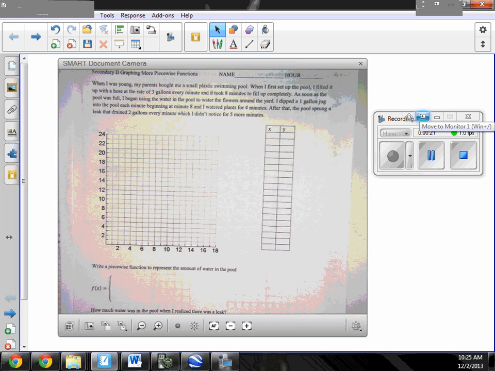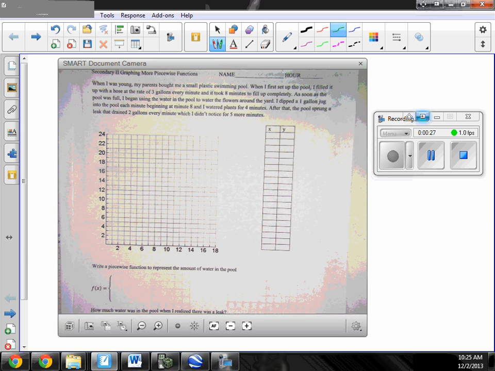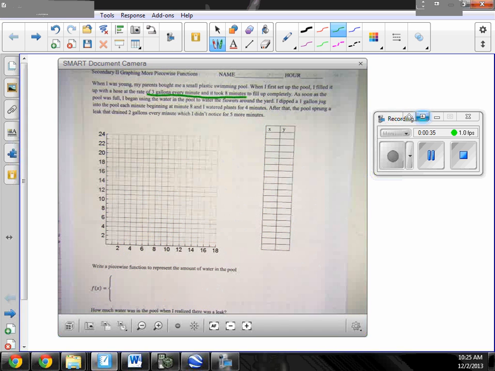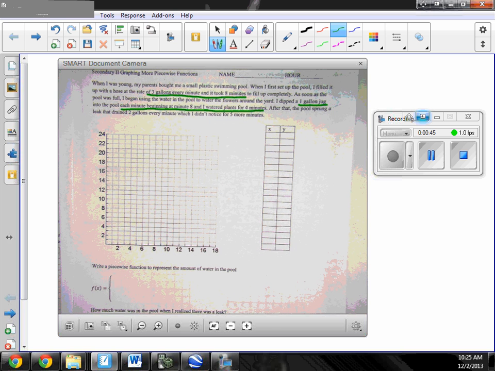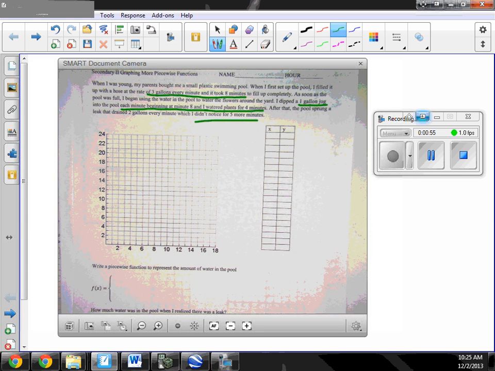When I first set up the pool, I filled it up with a hose at a rate of 3 gallons every minute, and it took 8 minutes. So there's some important information to fill up completely. As soon as the pool was full, I began using the water in the pool to water flowers around the yard. I dipped a 1-gallon jug into the pool each minute at minute 8, and I watered the plants for 4 minutes. After that, the pool sprung a leak, and it drained 2 gallons every minute, which I didn't notice for 5 minutes. And it doesn't say it, but we're going to assume that we plugged the leak.